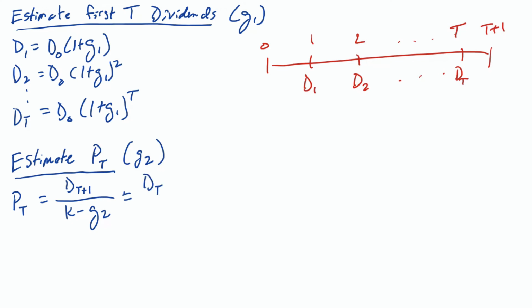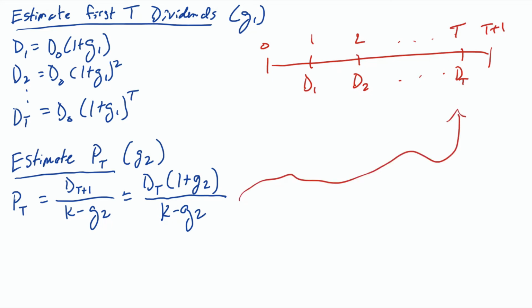We also recognize D(t+1) is D(t) grown 1 year at this new constant growth rate g2. And so we could write the numerator this way as well. Either way, we get to an estimate of P_T. And so then we can take that and put it on the timeline also. So that's going to show up right here.